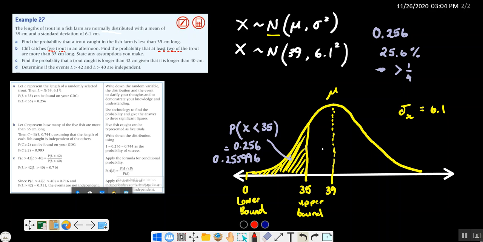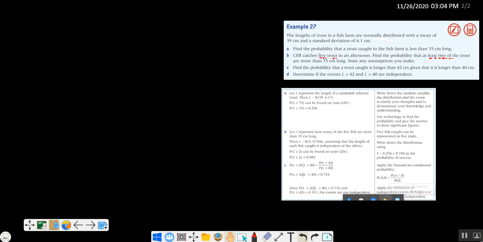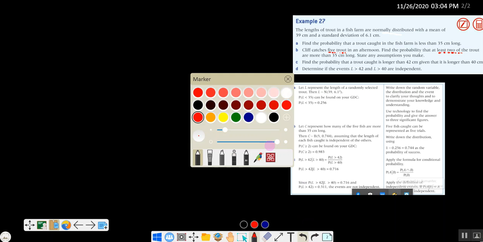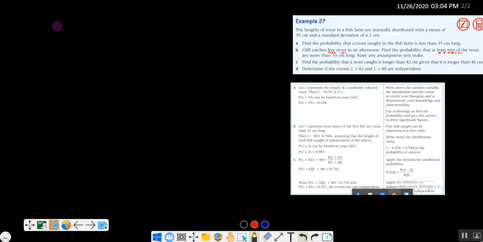So let's take this. Actually, should I just move it this side? So I'm now going to do: Cliff catches 5 trout. When it says state any assumptions, the assumption will be that X is binomially distributed. Yeah, that's an assumption. What is important about that assumption as well?